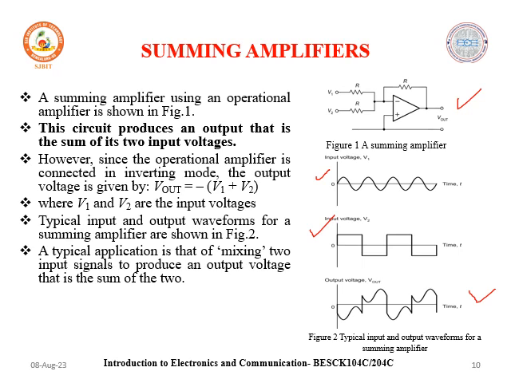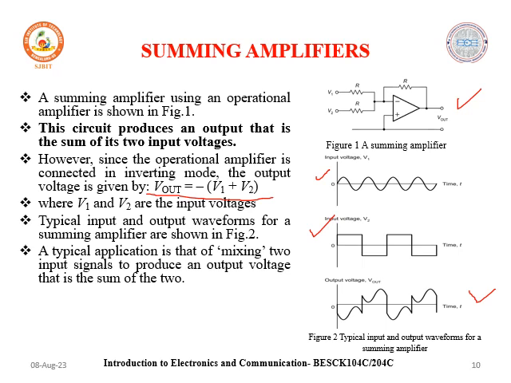The circuit produces an output that is the sum of the two input voltages. Since the operational amplifier is connected in inverting mode, the output voltage is given by Vout equals minus (V1 plus V2), because we are applying the inputs to the inverting terminal. So Vout is the negative of V1 plus V2, where V1 and V2 are the input voltages.